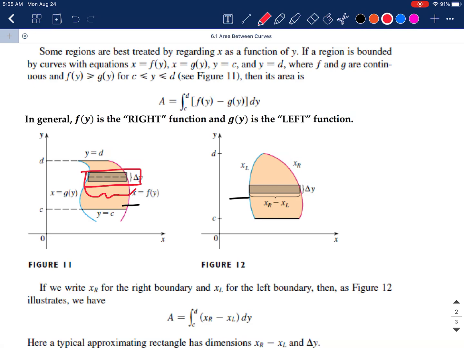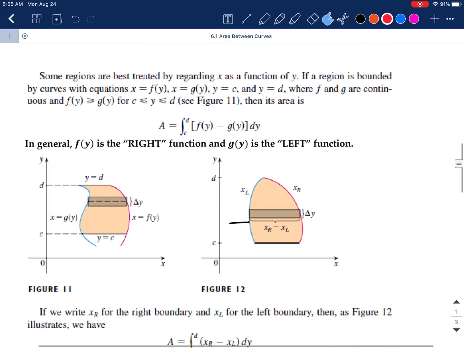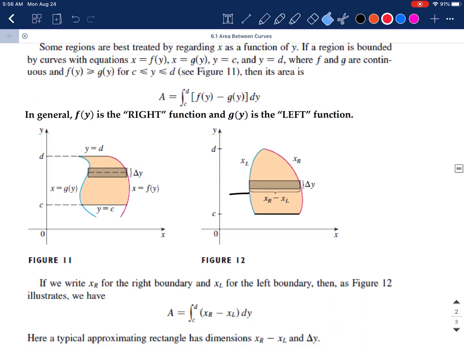Whereas for functions of x, we're going to use the top minus bottom, so the function with larger y value minus the function with a smaller y value. For functions of y, it's going to be the opposite. It's going to be the larger x value minus the smaller x value, which will be right minus left, since to the right, x is getting larger.